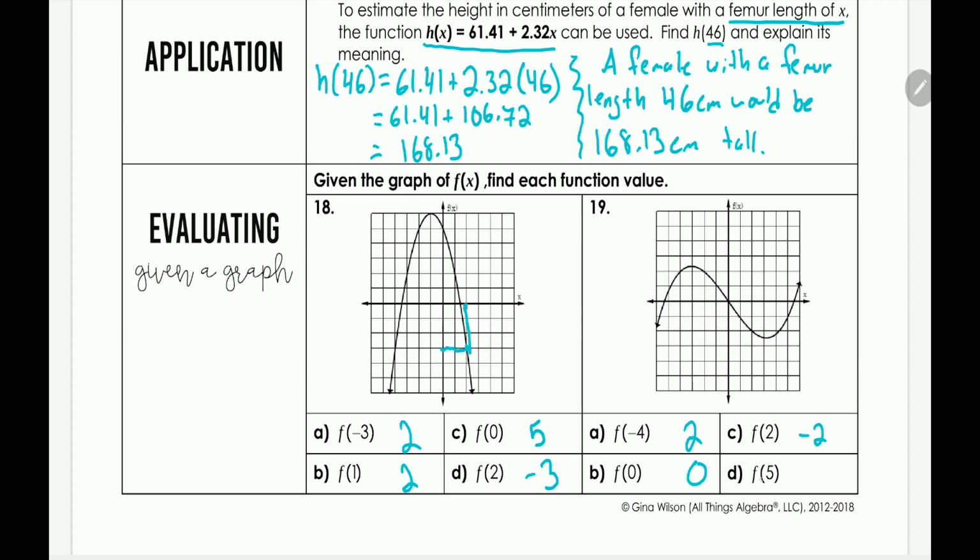And finally, we have D, which is f of 5, so we go over 5. 1, 2, 3, 4, 5. And we have to go down to the graph. It touches here, and that's over at negative 1.